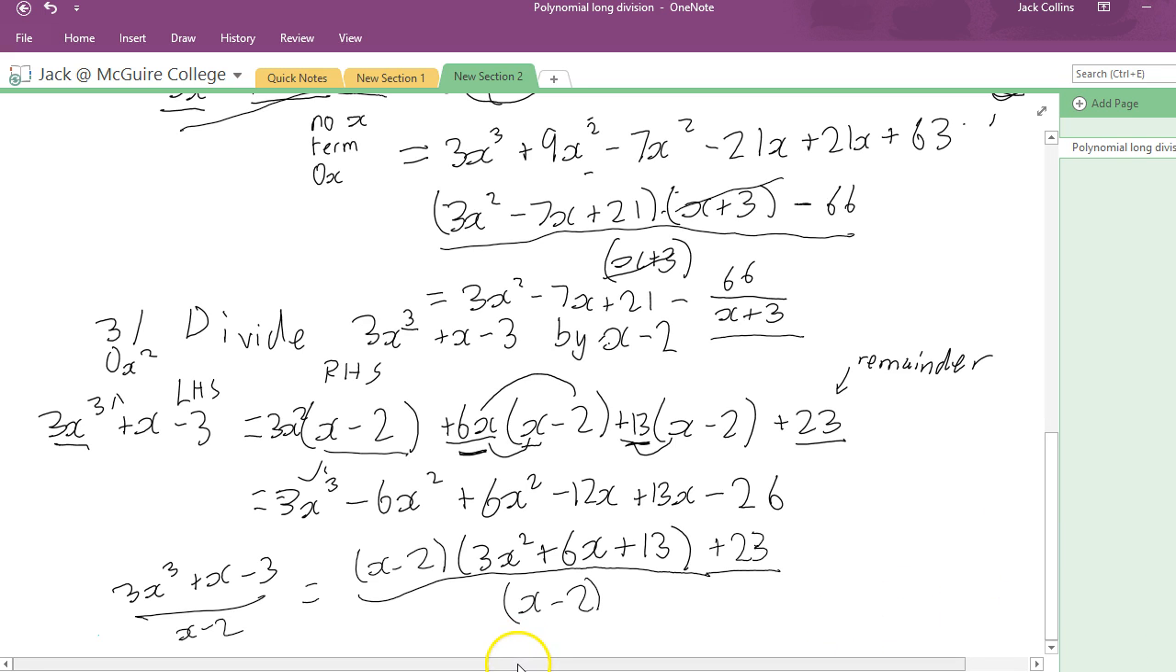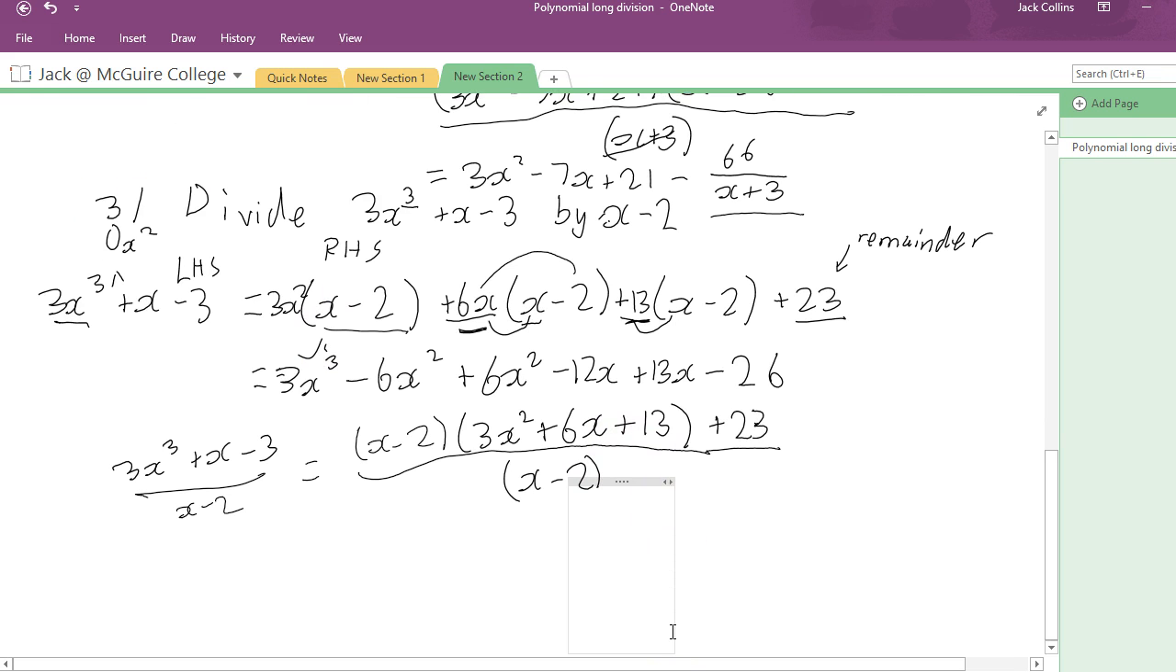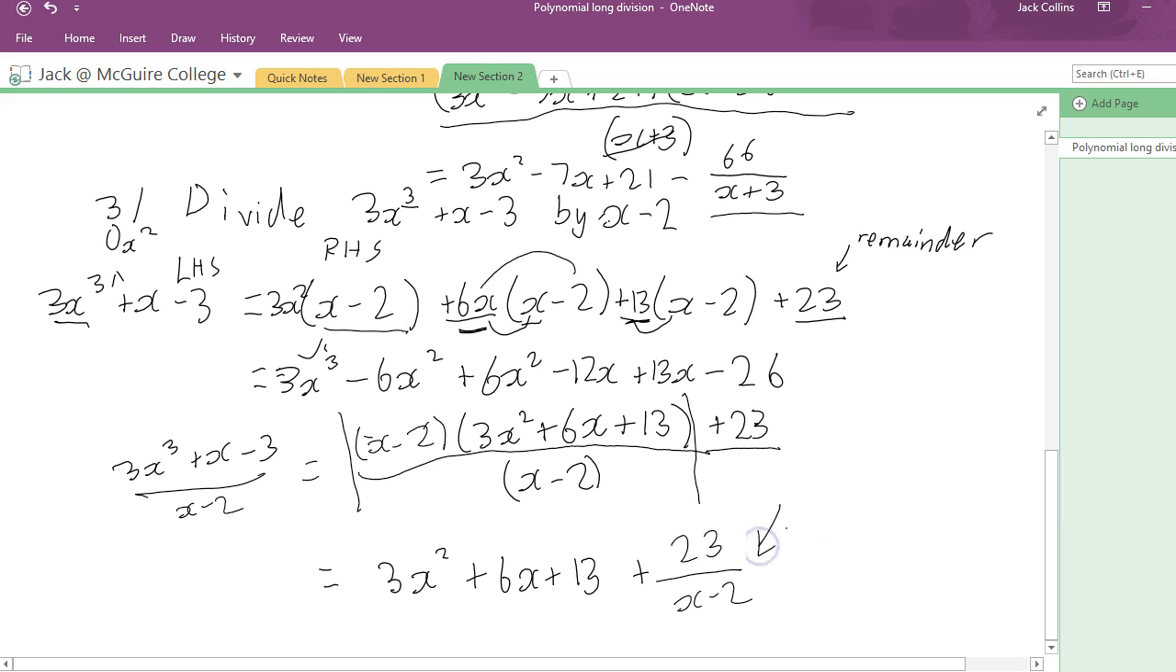Scroll down a bit. Which is equal to, the x minus 2's cancel, so you're just left with 3x squared plus 6x plus 13, because that's all one expression. And then the 23 is also divided by x minus 2. So plus 23 over x minus 2, which is kind of your remainder there.